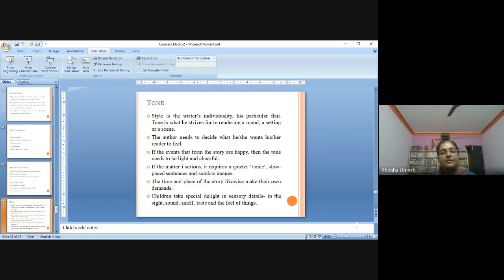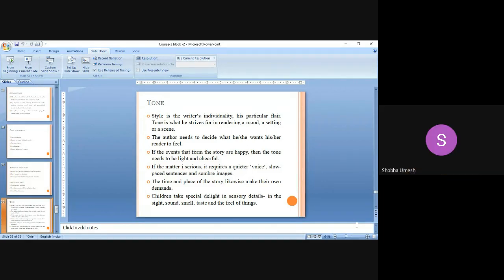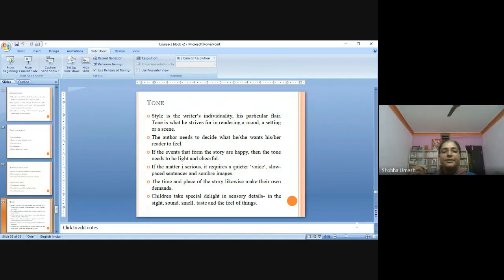And next comes the tone. So tone is nothing but the style which has been used by every individual writer. It varies from person to person and also among individual writers. So style is the writer's individuality, his particular flair. Tone is what he strives for in rendering a mood, a setting, or a scene.